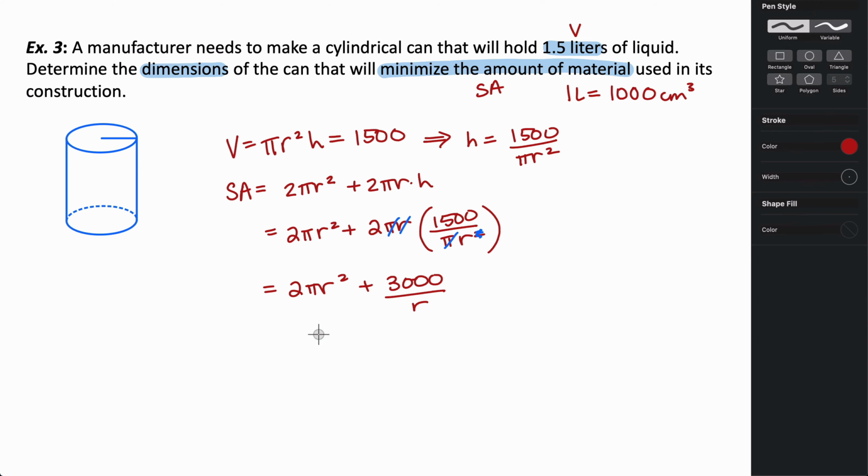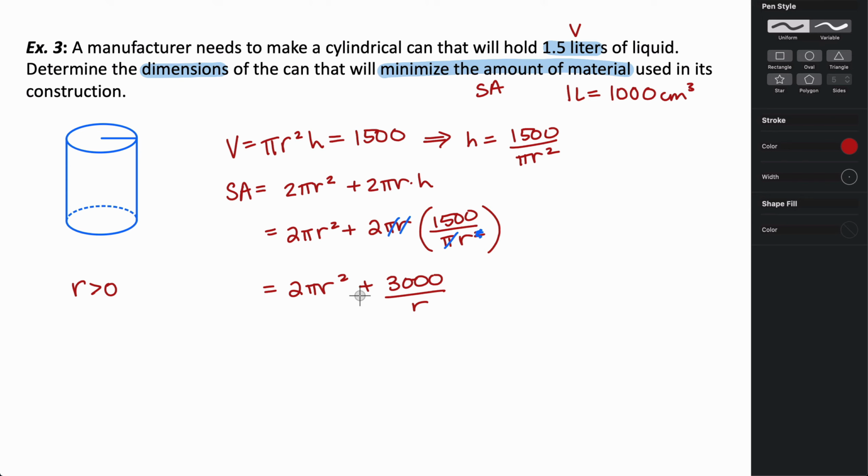However, what is the domain of r? What are the possible values of r? Since we're trying to minimize this, r can really grow to be whatever measure we want as long as it's feasible, right? But the relationship between the radius and the height is inversely proportional. As the radius grows bigger, the height gets smaller. So as r gets larger and larger, this value of h gets smaller and smaller. So we know in this situation that r has to be positive. You can't have a negative radius, but also it is not allowed to equal 0. So r has to be greater than 0. Okay.